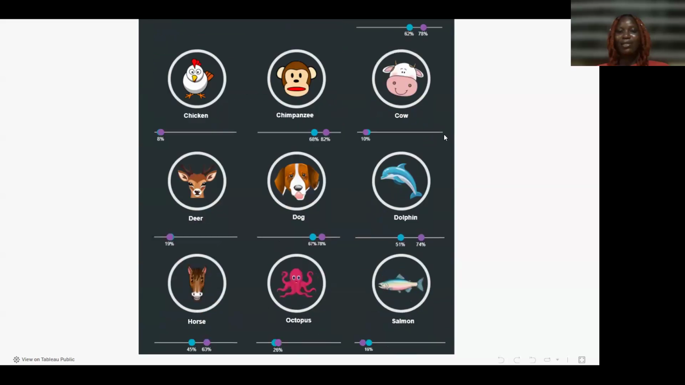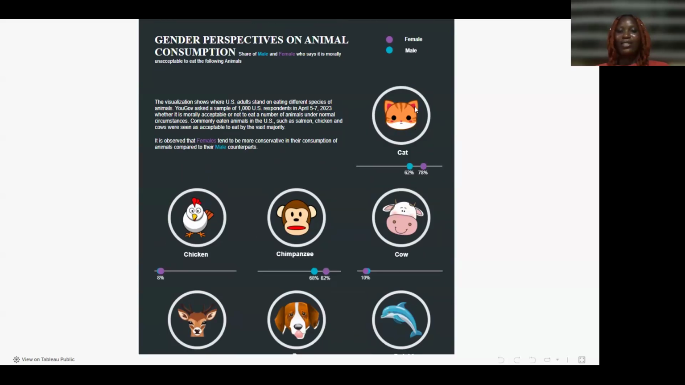And yeah, starting with the cat, I saw that the females are purple here, while the males are the teal color, or we say green, but it's teal. So 78% of female, okay, sorry, I have to go through this. The third visualization: where the US stands on eating different species. YouGov asks a sample of 1,000 respondents whether it is morally acceptable or not to eat a number of animals under normal conditions. So commonly eating animals in the US, yes.